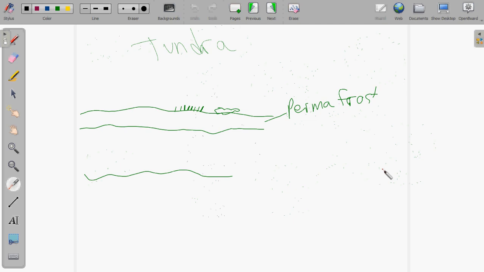Tundra, remember, has a layer of permafrost. So you're not going to see a lot of trees. You're going to see mosses, lichens, maybe some shrubs.